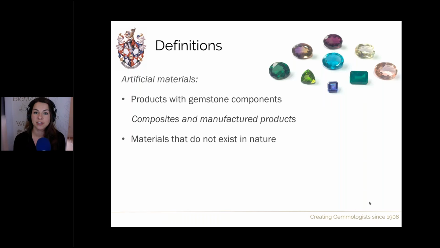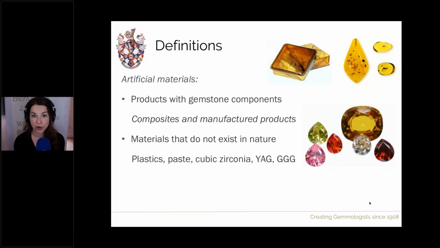The next group of artificial materials are those that are completely thought up by humans and that do not exist otherwise in nature. So examples of these materials include plastic, paste, cubic zirconia, commonly known as CZ, and then also I've got YAG and GGG at the end here. YAG stands for yttrium aluminium garnet and GGG for gadolinium gallium garnet. Now, all of these do not exist otherwise in nature.